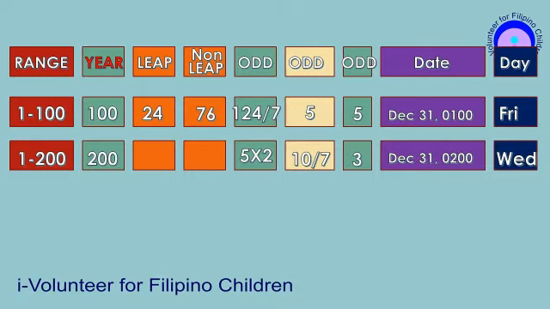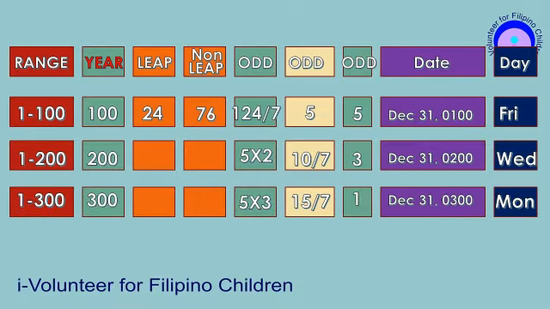3 becomes the odd number for the first 200 years. For the first 300 years, ang kailangan lang natin is to multiply 5 by 3 to make it 15 divided by 7. Meron tayong remainder na 1.